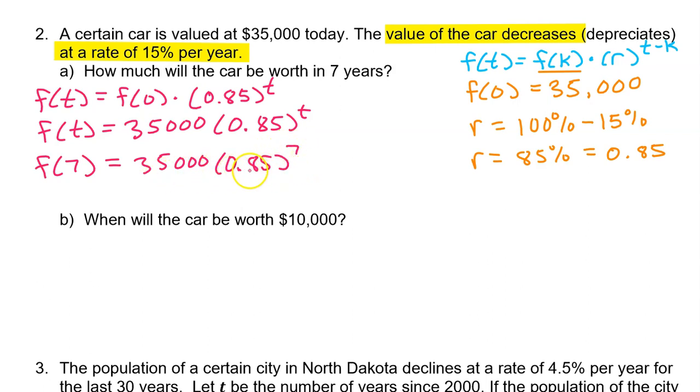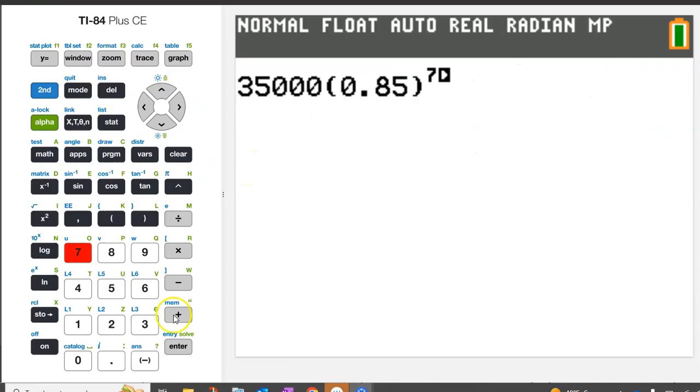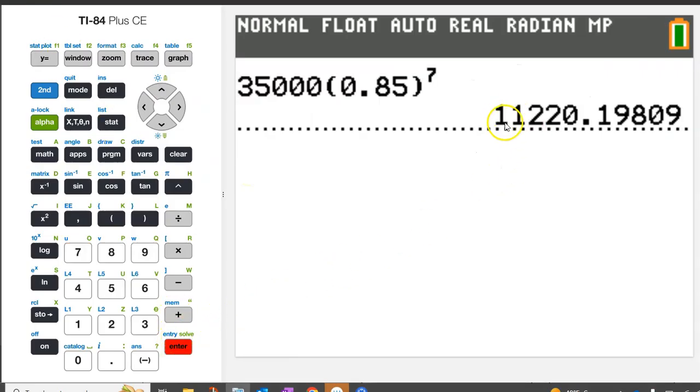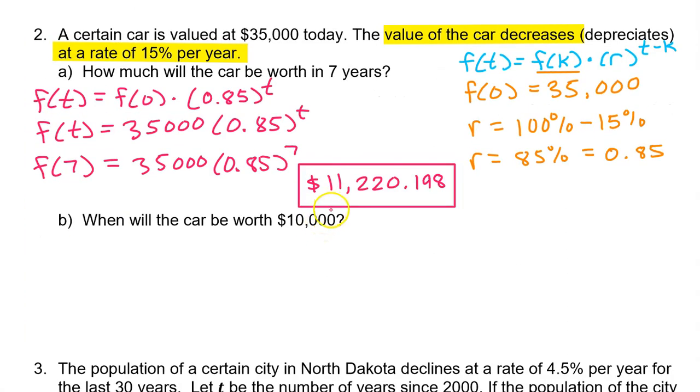Just put this in your calculator. So there it is. In 7 years, the car will be worth $11,220.198. Part B. When will the car be worth $10,000? In other words, when will f at t equal 10,000?